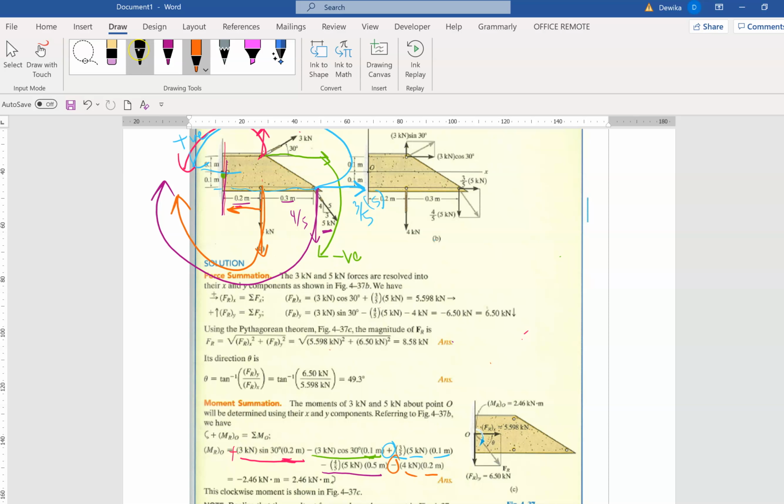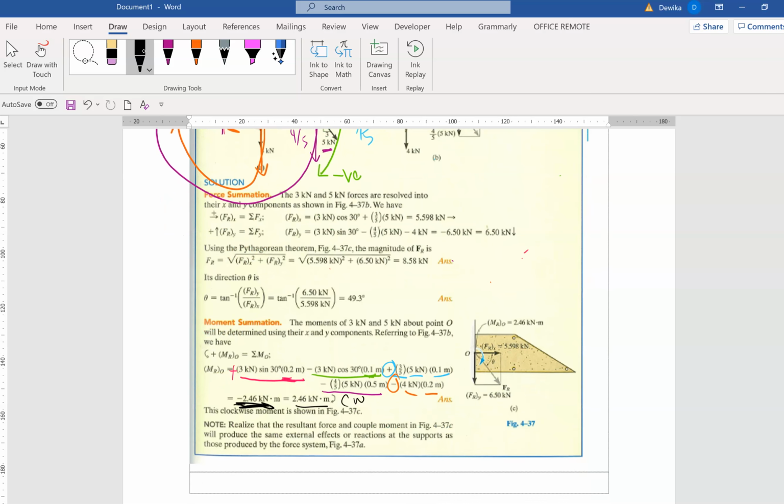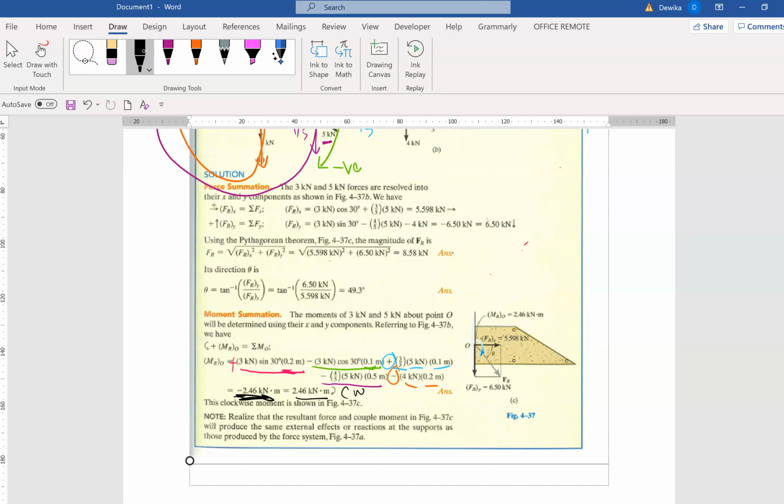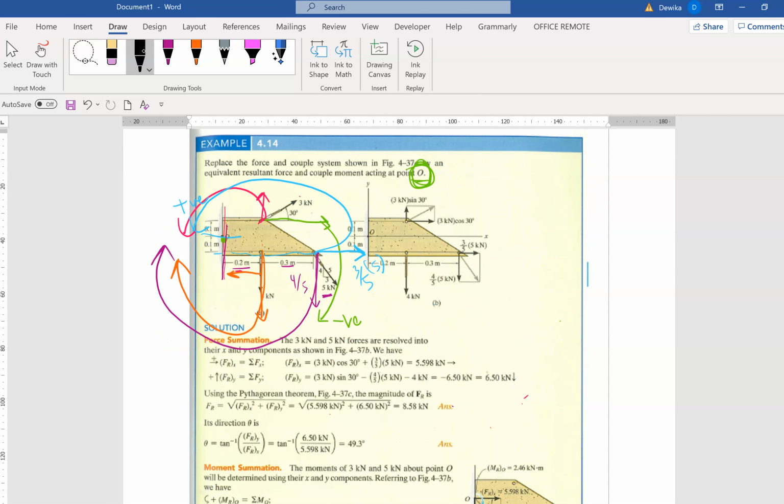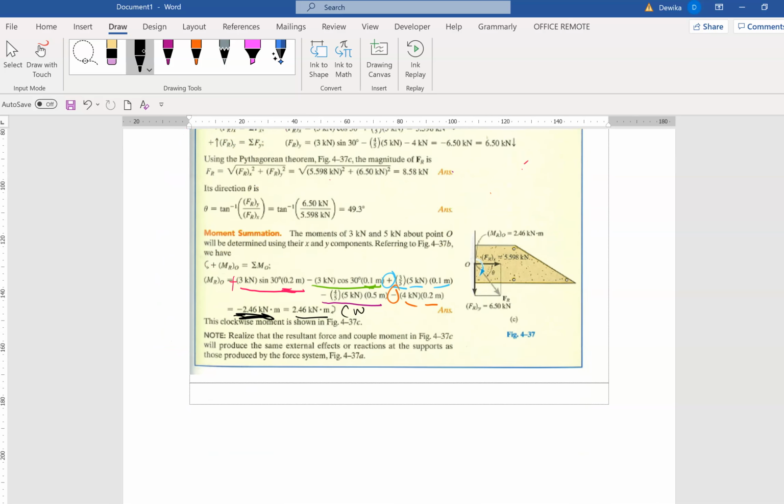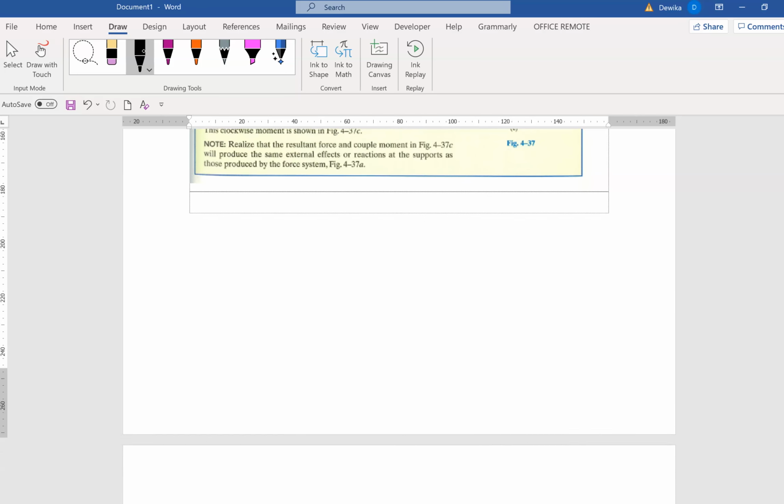Okay, so now you sum up the whole thing. When you sum up the whole thing, you're getting a negative value. What does it mean? Don't panic. A negative value just shows you that it is in the clockwise direction. So this is how you simplify the complicated forces that are in the question. Okay, so we have done this particular chapter.